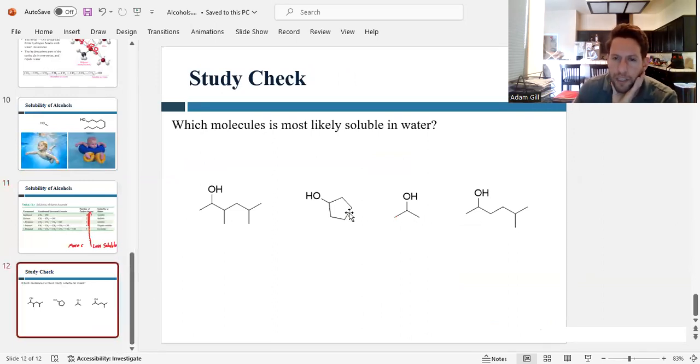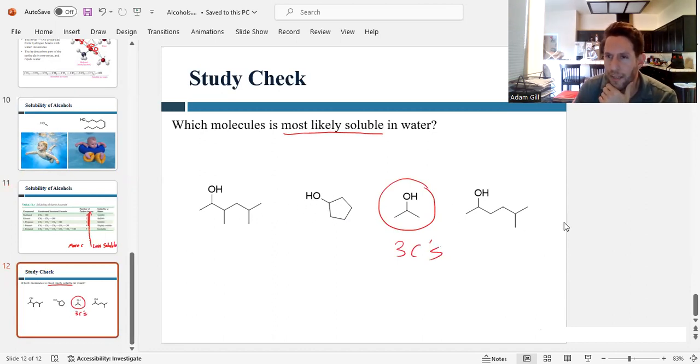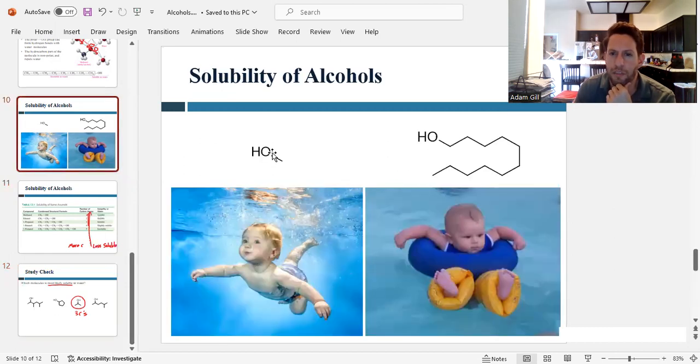So if I give you a collection of molecules, can you tell me which one is most likely soluble in water? Well, it's probably going to be the one with the fewest number of carbons. And so that's easily identifiable here because this one only has 3 carbons. All the others have a lot more than that, and so they're going to be less soluble, right? Fewer carbons, more solubility. More carbons float away from the water.